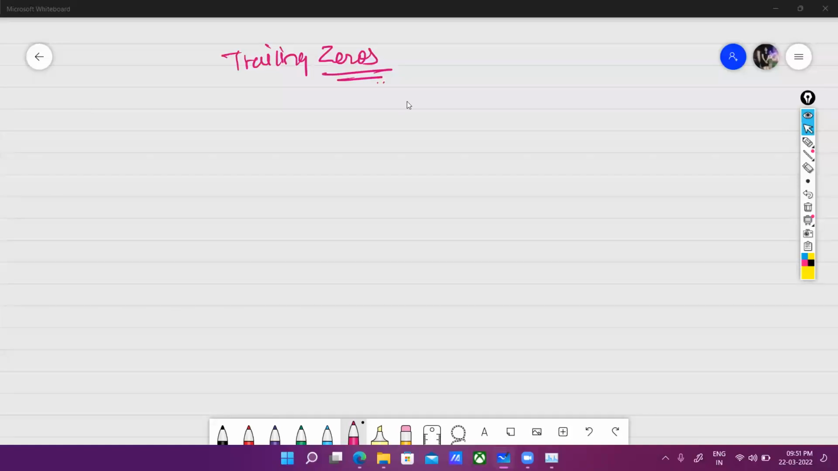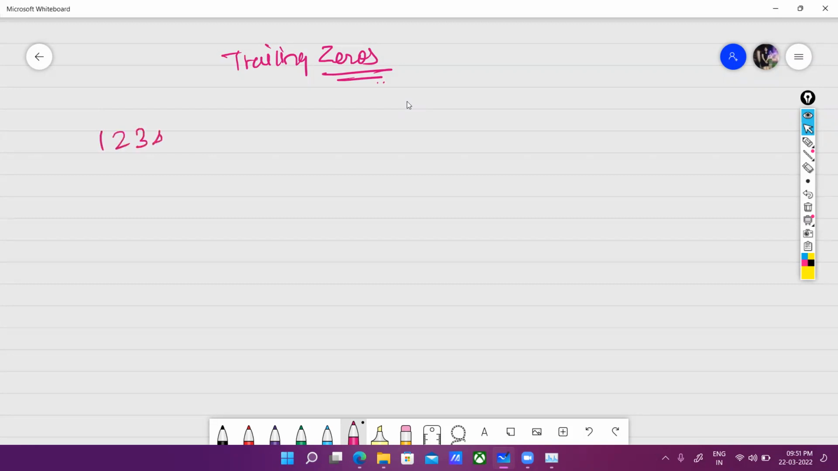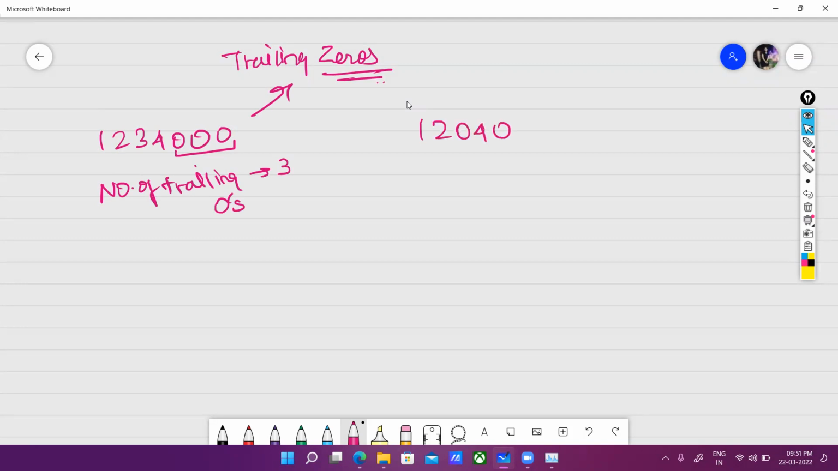So any number we take, any number like 2, 3, 4, 0, 0, 0. What are the trailing zeros here? These zeros which are at the end. The number of trailing zeros here is 3. You guys get it. Now if I'm taking 1, 2, 0, 4, 0, what are the trailing zeros here? Only 1. We don't consider the last one. So that is the first approach we are dealing with.